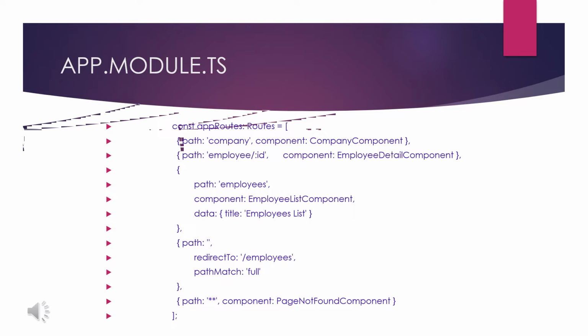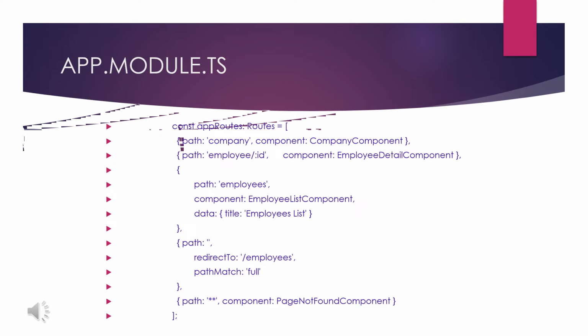Next, I have the employee detail component. For this component, I have given a particular value, employee, which will be shown on the URL address. This address will contain a slash, a colon and an ID. For example, I have an employee with ID 1. This employee ID 1 will be shown on the URL bar as employee slash 1. For this, the employee detail component will load with the first user's details only. If I give employee slash 2, the second user's details will be shown there.